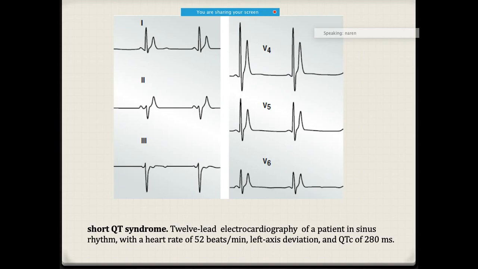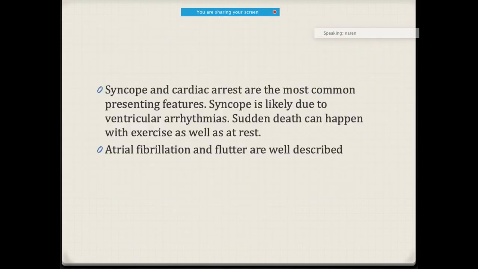So what do we notice over here is, this is a 12-lead ECG of a patient in sinus rhythm, and when we notice the corrected QT interval, it is 280 milliseconds. So already cardiac arrest and syncope are some of the most common presenting features, especially for patients with ventricular arrhythmias. We also need to be aware that syncope is the leading cause for these. And yes, they may also have atrial arrhythmias like atrial fibrillation and flutter.